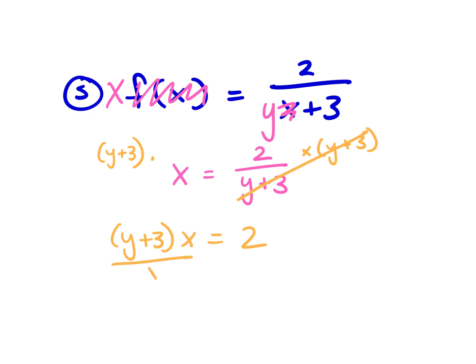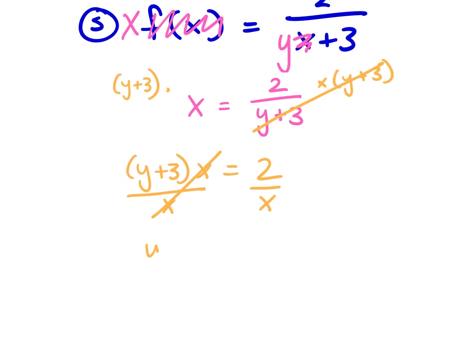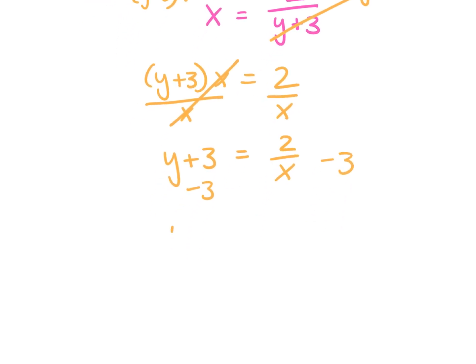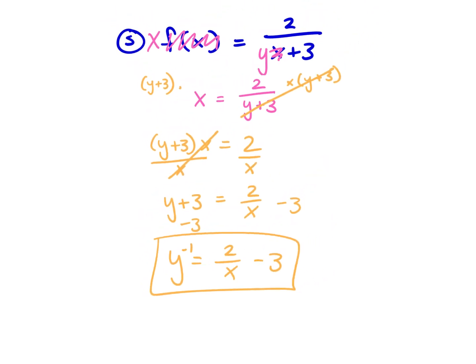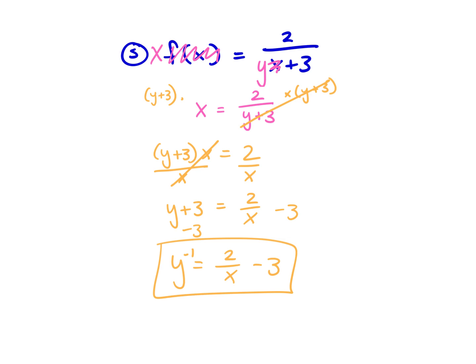Divide by x. So since x is being multiplied to the y, we got to divide it to move it to the other side. So y plus 3 is equal to 2 over x. And then what would we need to do next? Subtract 3. So y is equal to 2 over x minus 3. And then we can't forget to name the inverse. So this would be our answer. So there's one like this in the homework. It's a little bit different. Whenever y is in your denominator, you want to multiply it to get it out of the denominator.